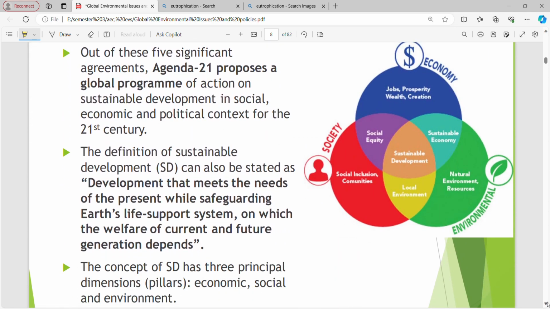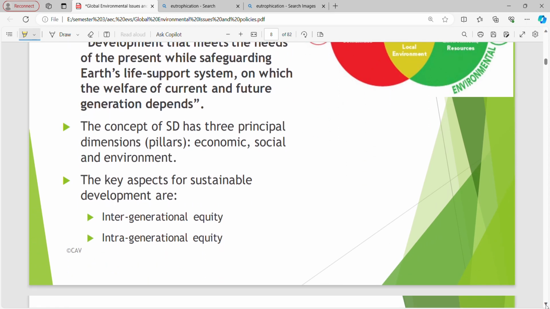Out of these 5 significant agreements, Agenda 21 proposes a global program of action on sustainable development in social, economic and political context for the 21st century. The definition of sustainable development can also be stated as development that meets the needs of the present while safeguarding Earth's life-supporting system on which the welfare of current and future generations depends. The concept of sustainable development has 3 principal dimensions: economic, social, environment. Key aspects of sustainable development are intergenerational equity and intragenerational equity.